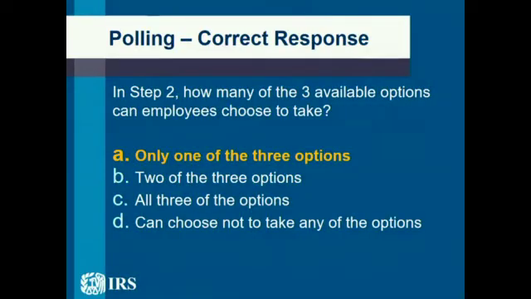So our question was, in Step 2, how many of the 3 available options may employees take? The correct response is A, only one of the three options. In Step 2, employees should select only one of the three options to ensure enough withholding.